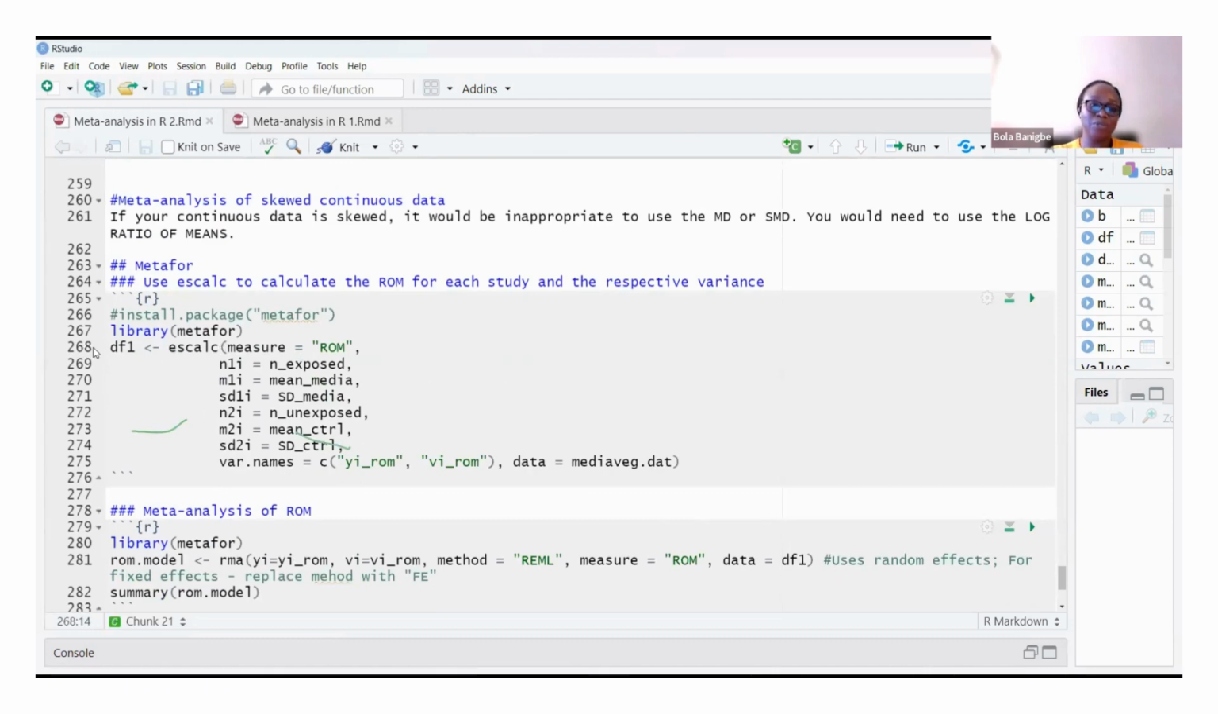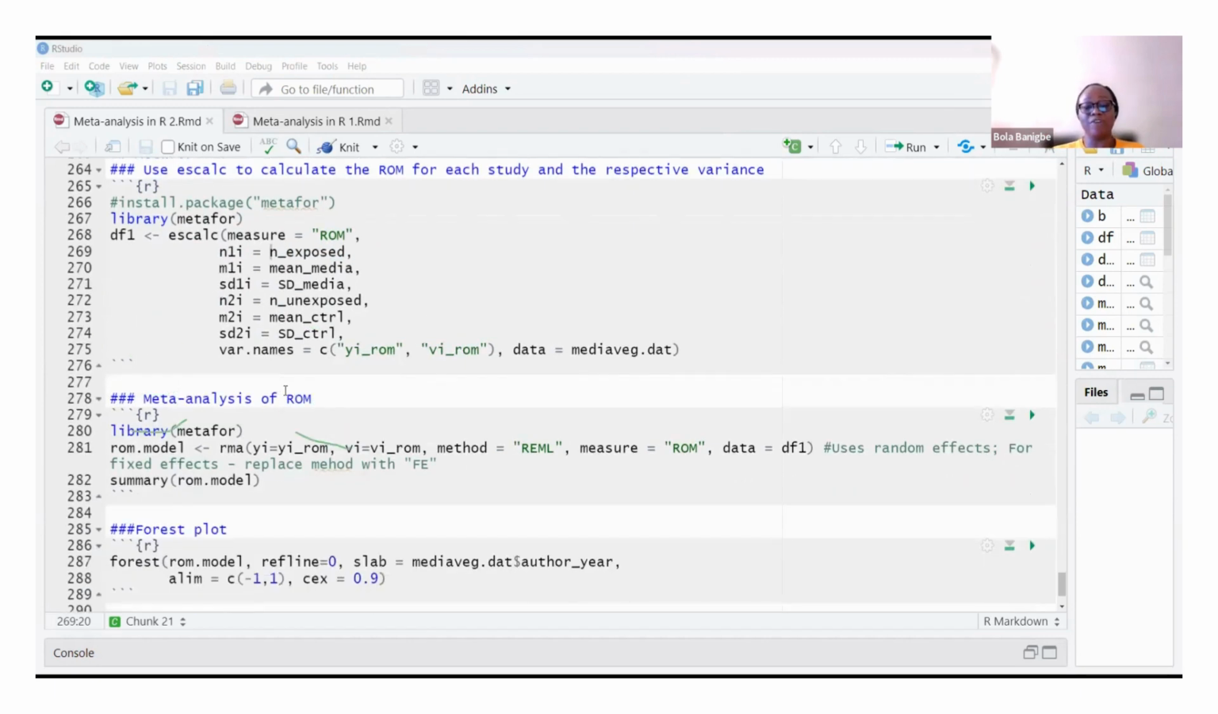Similar to what we've seen before, we use escalc, but we specify that the measure we're using is the ratio of the means. Once we specify that, R knows to apply the log ratio of the means and do the transformation. Similar to what we did earlier, this is calculating it from the raw data. So we tell R for n1i to look at the number exposed, for m1i the mean in the media group, and so on. Once we do that, we already have the new effect estimate.